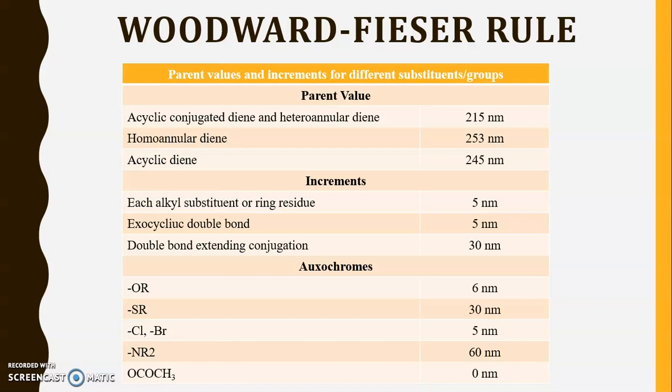So I request you to note down these particular values, because for solving different examples you will need them. First, for heteroannular diene we have 215 nanometer as the wavelength, lambda max, and for homoannular diene we have 253 nanometer. Now in this video we will discuss one example, using this table, of how to calculate the lambda max.